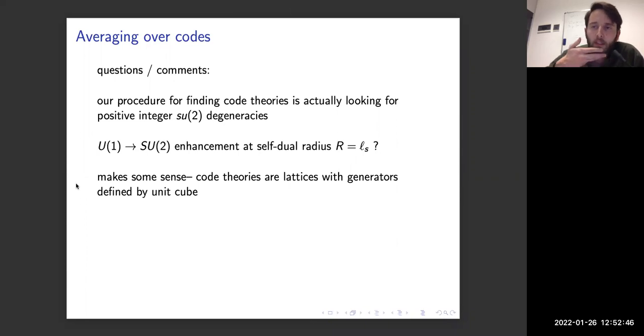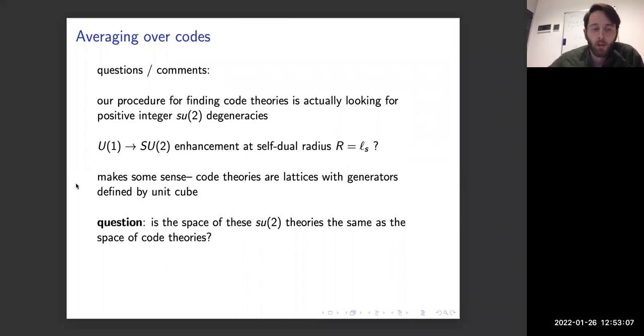It sort of makes sense because error correcting codes were the subset of lattice theories where all the generators could be embedded in, defined by, the unit cube. So all the generators of the lattice have a particular length. So this is why we think we're getting this SU2 enhancement. So a natural question would be, is the space of these SU2 theories the same as the space of code theories?